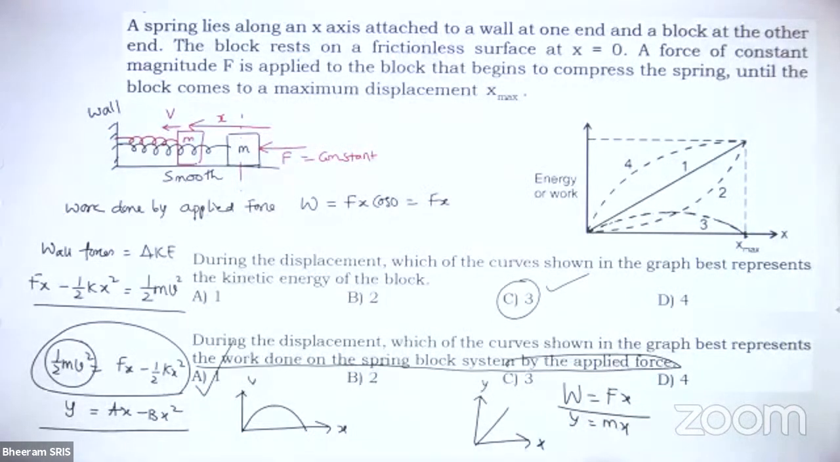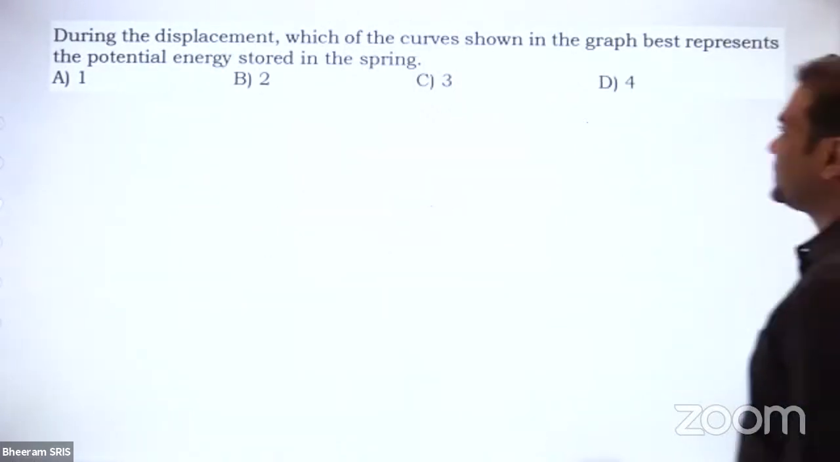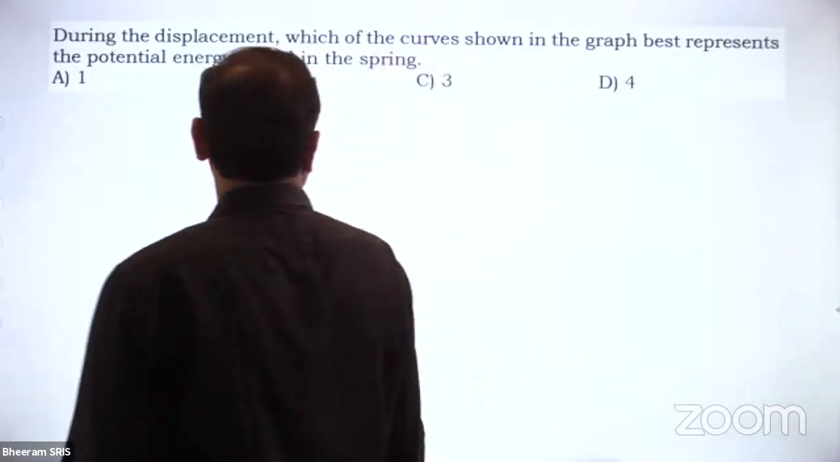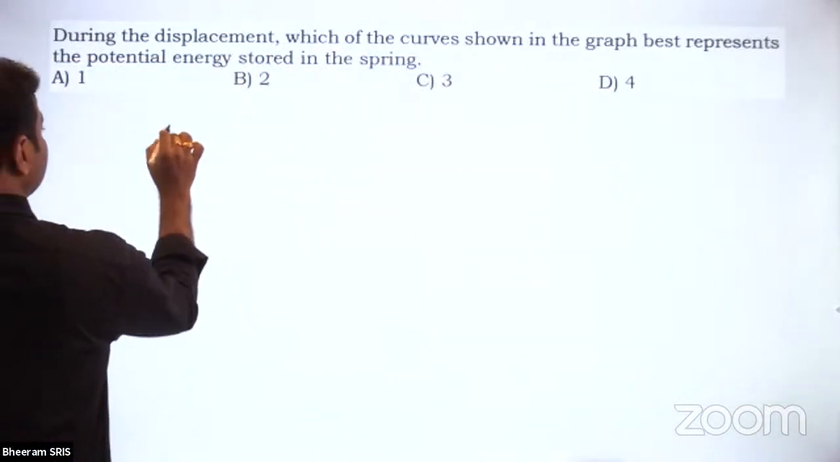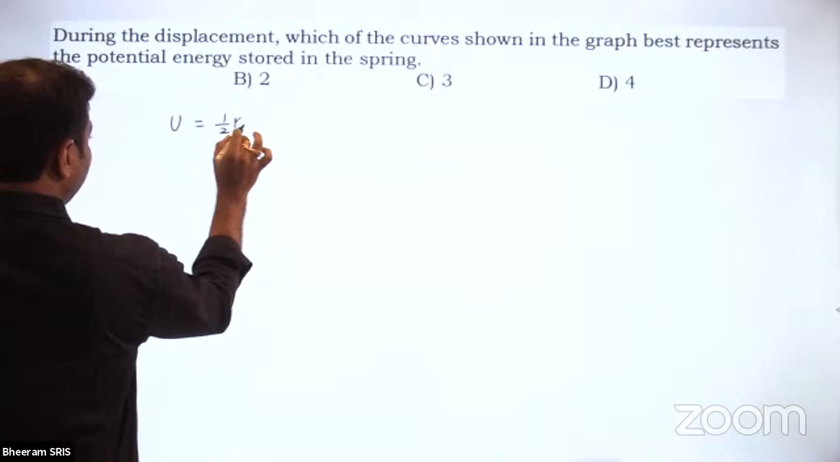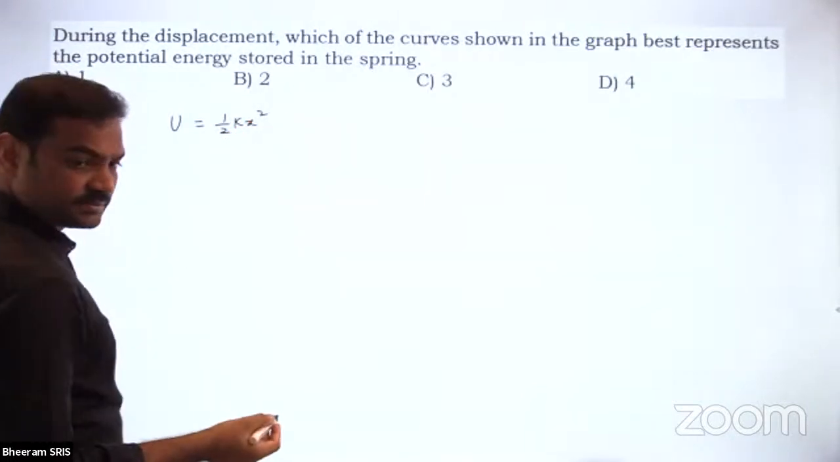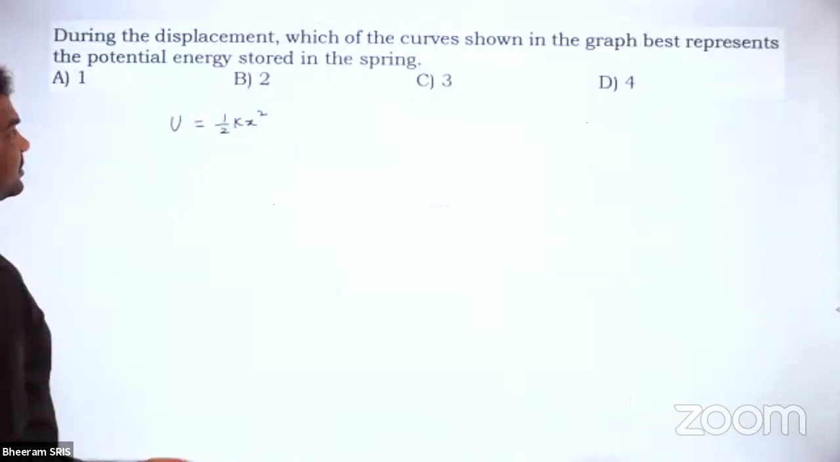Okay, all of you understood? Work done by force they are asking. Next, what is the other question? Which of the following curves shows the potential energy stored in the spring? Potential energy stored in the spring is half kx square. Half kx square is the energy stored in the spring.